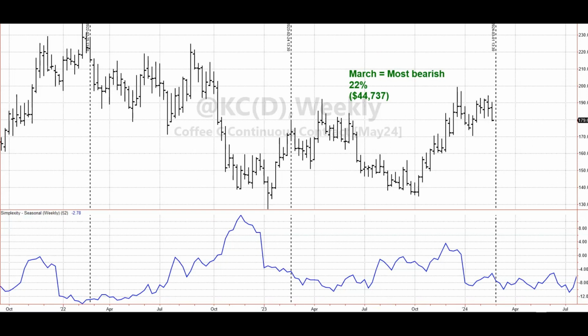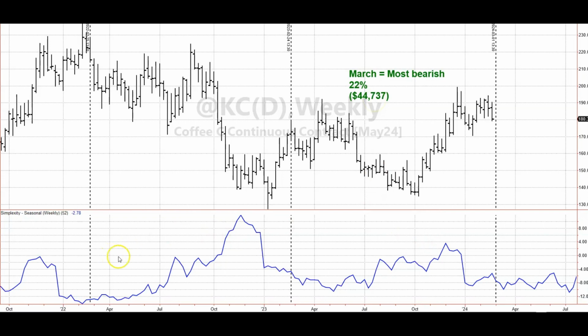First up, we're going to have a look at the coffee market on the seasonal chart. And you'll notice here that March, like we said, is the most bearish month of the year. It has finished the month higher than it opens only 22% of the time. So that means 78% of the time it has finished March lower than it has opened. And it has lost over $44,000 in the 20 plus years of this backtest.